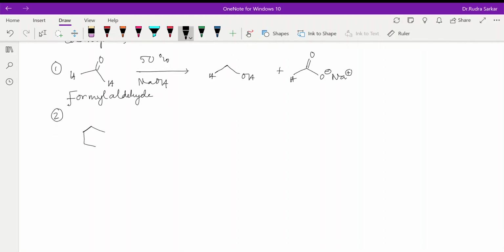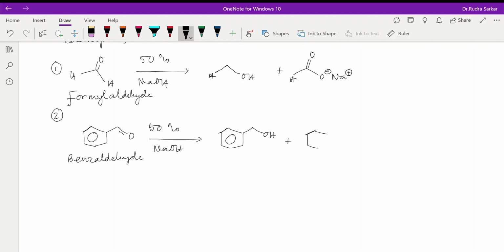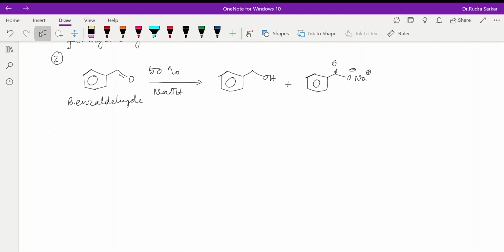Next, we have taken benzaldehyde. So obviously the reduced molecule will be the alcohol, which is benzyl alcohol. Along with that, we will get the sodium salt of benzoic acid, or we can also say sodium benzoate.